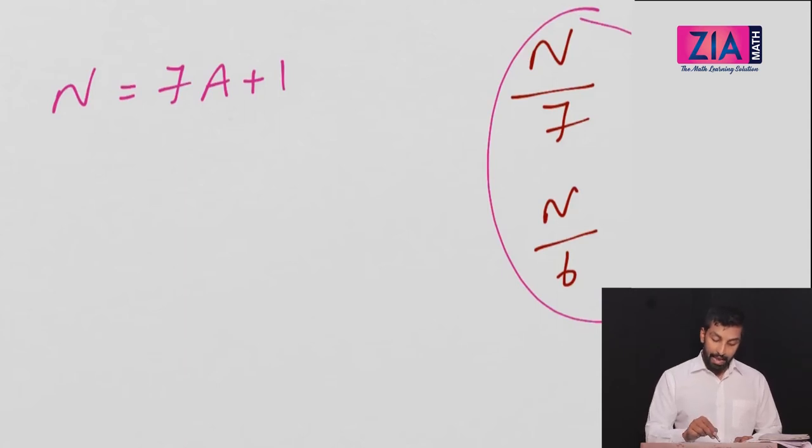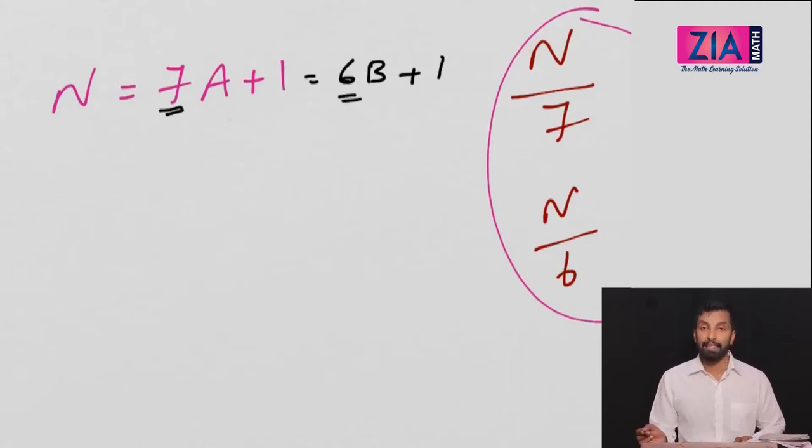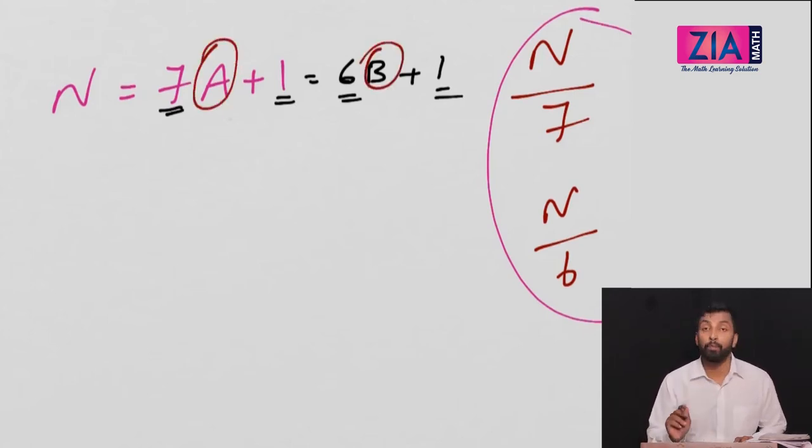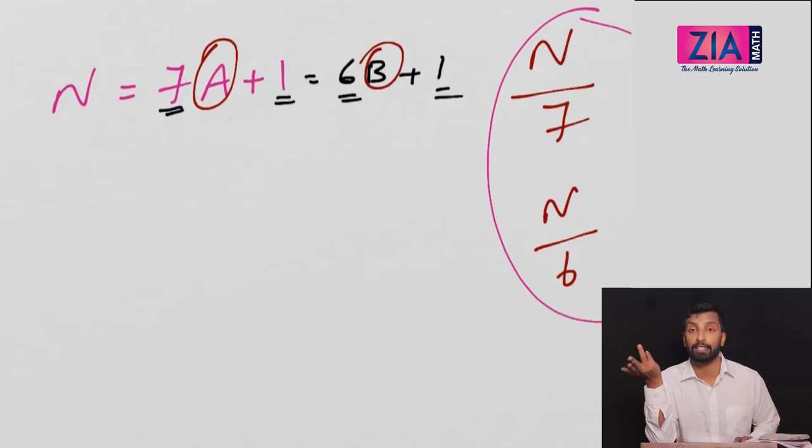Similarly, the same number when divided by 6 leaves the same remainder 1. So how will you write that? 6b plus 1. So 7 is the divisor in the first case, 6 is the divisor in the second case. In both cases remainders are the same, that is clear. And why did I mark a and b? Because obviously the quotients are different. When you are dividing the same number with a different divisor, the quotient has to be different.